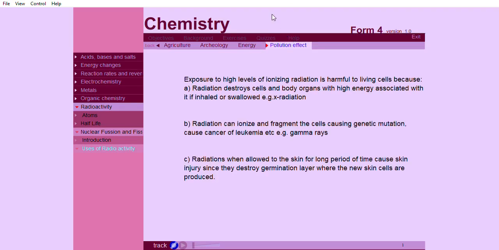Exposure to high levels of ionizing radiation is harmful to living cells because radiation destroys cells and body organs with the high energy associated with it if inhaled or swallowed, for example, X-radiation. Radiation can ionize and fragment the cells, causing genetic mutation and cancer such as leukemia, for example, gamma rays. Radiations, when allowed on the skin for a long period of time, cause skin injury since they destroy the germination layer where new skin cells are produced.